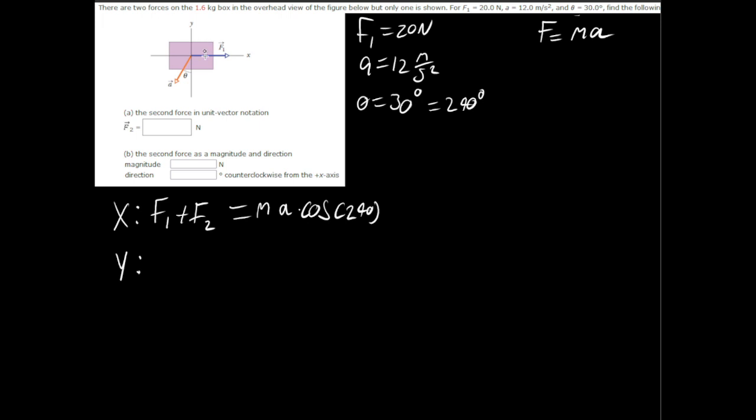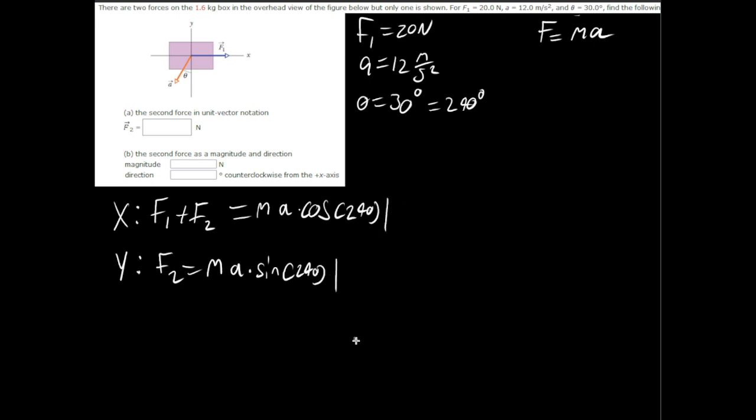And then in here, we actually have no y, because force 1 is only x. It's along only the x-axis. There's nothing in the y-axis. So we have only F2 equals m a times sine of 240.